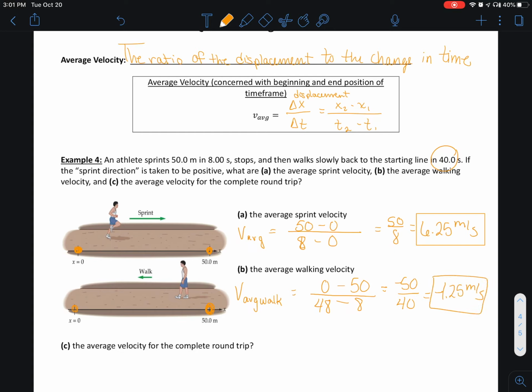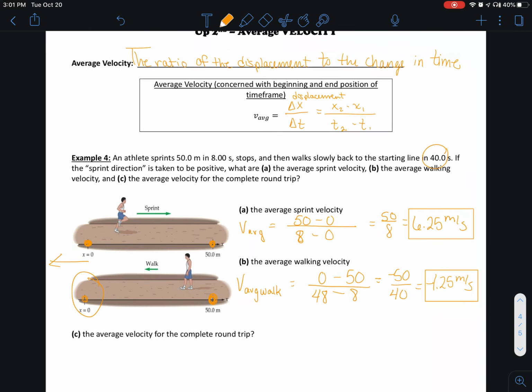I have a feeling there's going to be some confusion with that, but hopefully if you have any questions, you'll ask me, okay? The idea is, remember, he's walking to the left. So if the original spot is here, since he's walking to the left, even though he's to the right of it, he's still walking to the left, it's going to be negative, which it ended up.